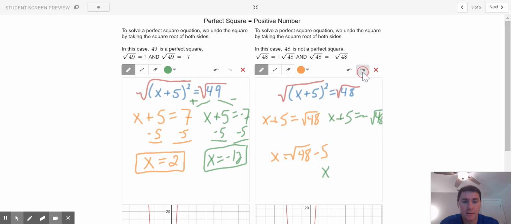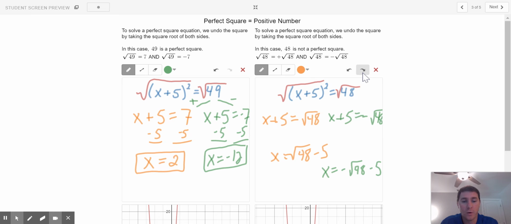It's okay. In our second equation, we get negative square root 48 minus 5. Now, notice the difference here. In the left equation, we were able to simplify the square root of 49 into just 7. Over here, we weren't able to do that, so we just leave it as a radical, and that is okay.